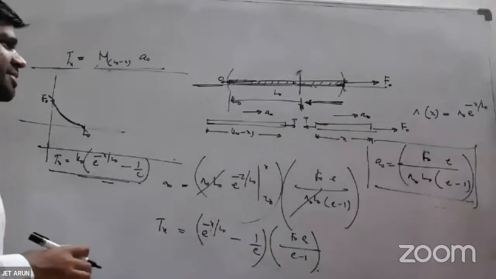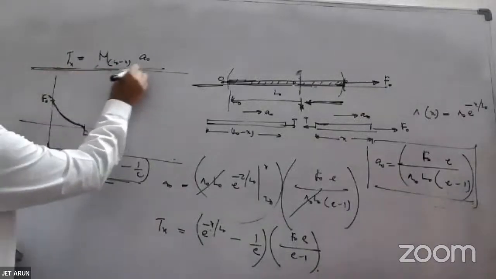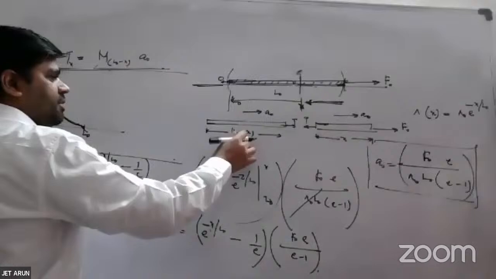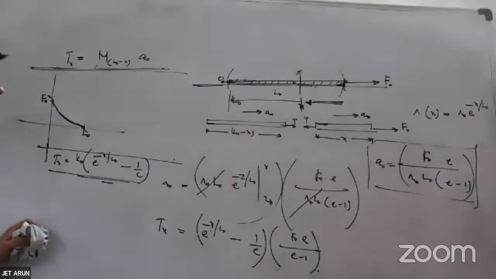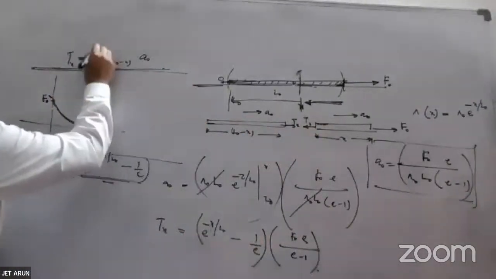All right, look at this. All I'm doing is, is this equation clear? T is equal to mass into acceleration, clear? For this mass, I write T is equal to mass into acceleration. Is it clear? Yes, sir. Now, next is I have to find out this mass.